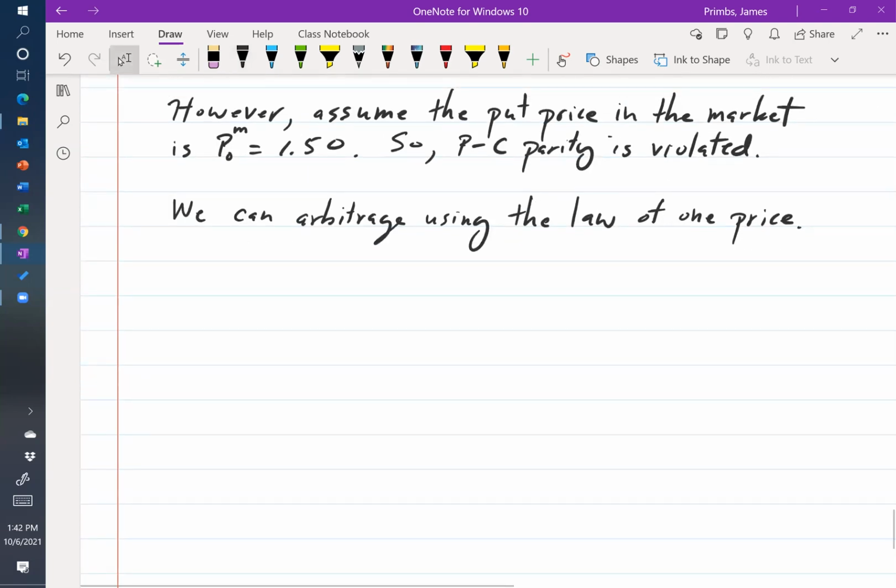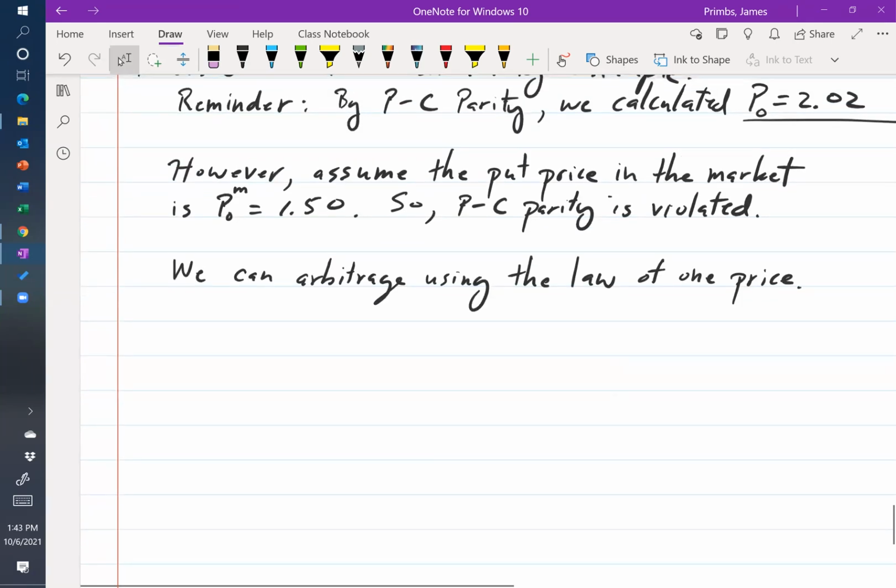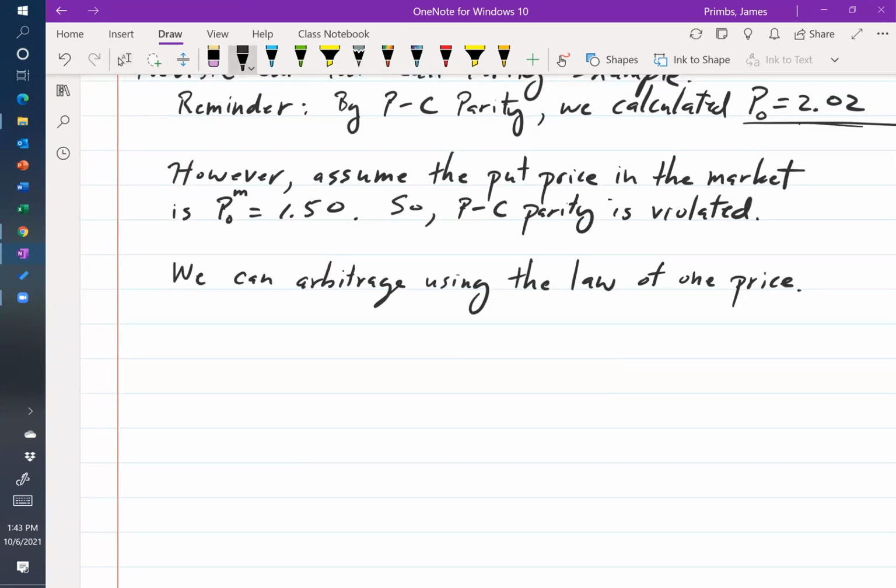Okay, so how are we going to do this? I've got this theory here. It says it should be $2.02. I look in the market. It's not $2.02. It's $1.50. How can I take advantage of this?